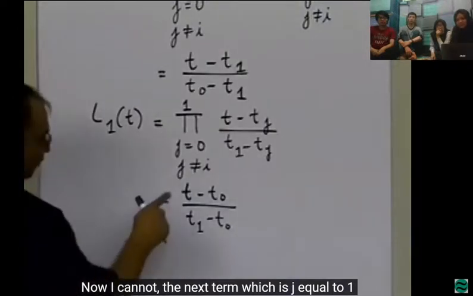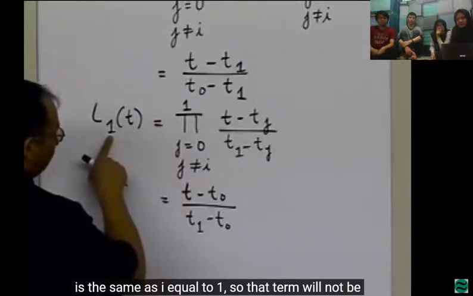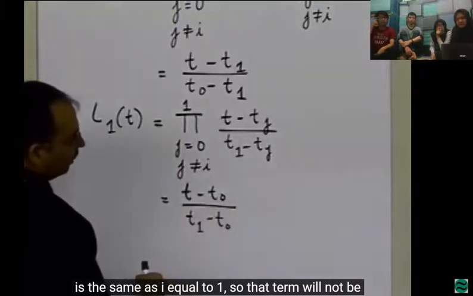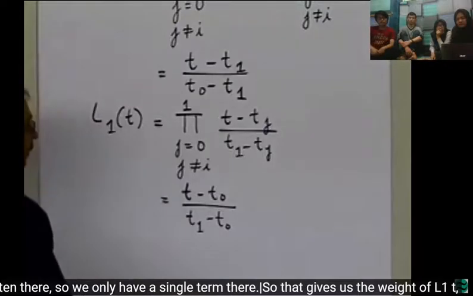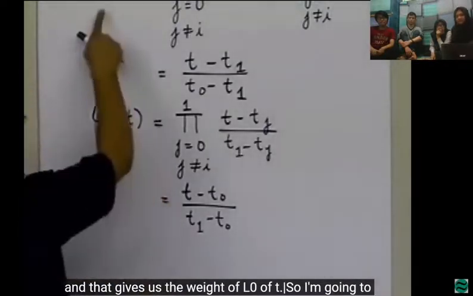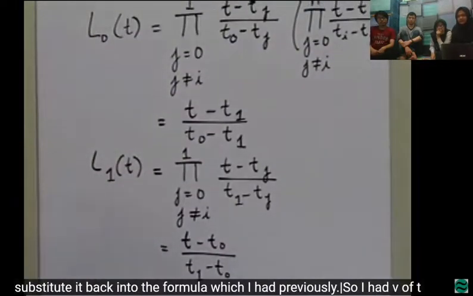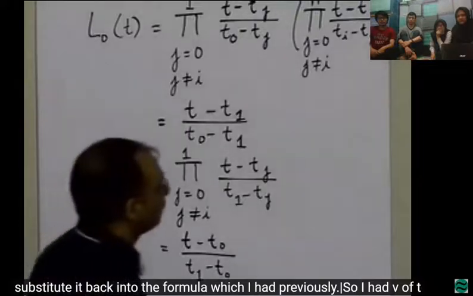Now the next term, which is j equal to 1, is the same as i equal to 1, so that term will not be written there. So we only have a single term there. That gives us the weight for L sub 1 of t, and that gives us the weight of L naught sub t. So I'm going to substitute it back into the formula which I had previously.